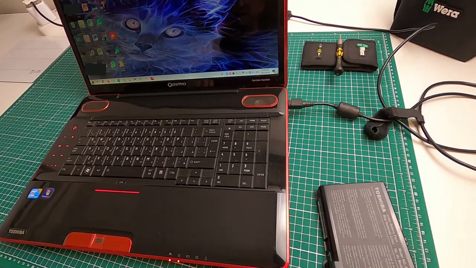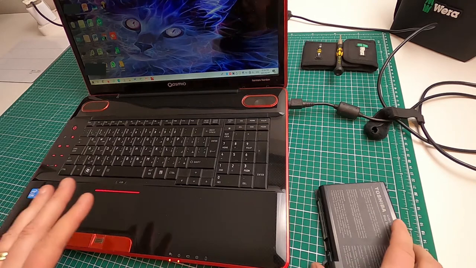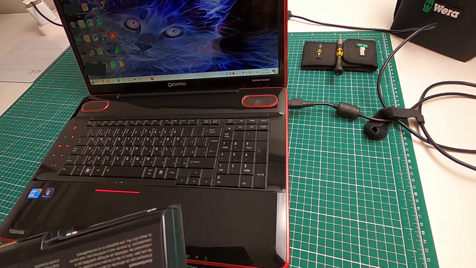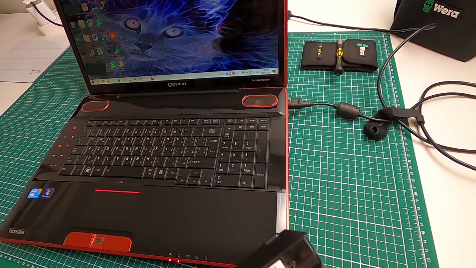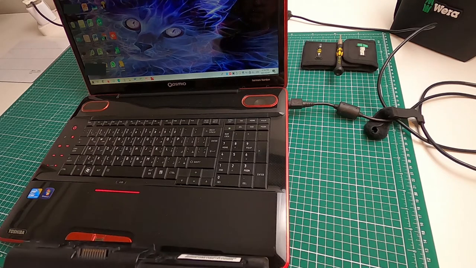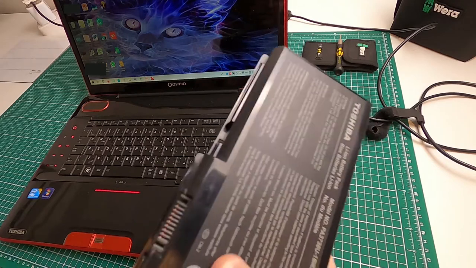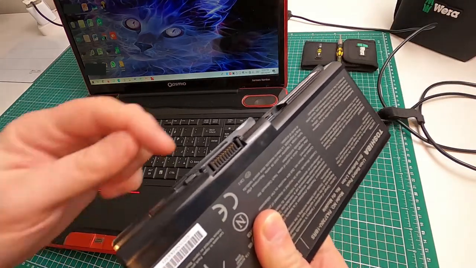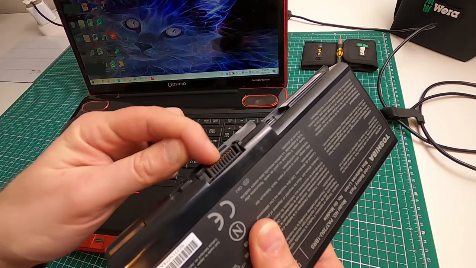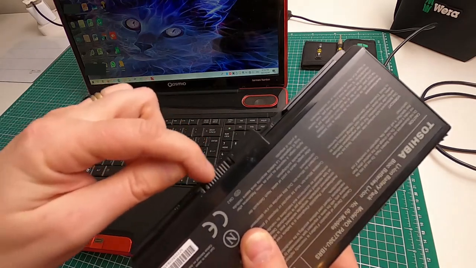So not having the battery in there isn't a problem in that sense, because you're going to be running it off the mains anyway. So what I plan to do is take this battery, which I know is faulty, and rip off those bits there, which are the little connectors.